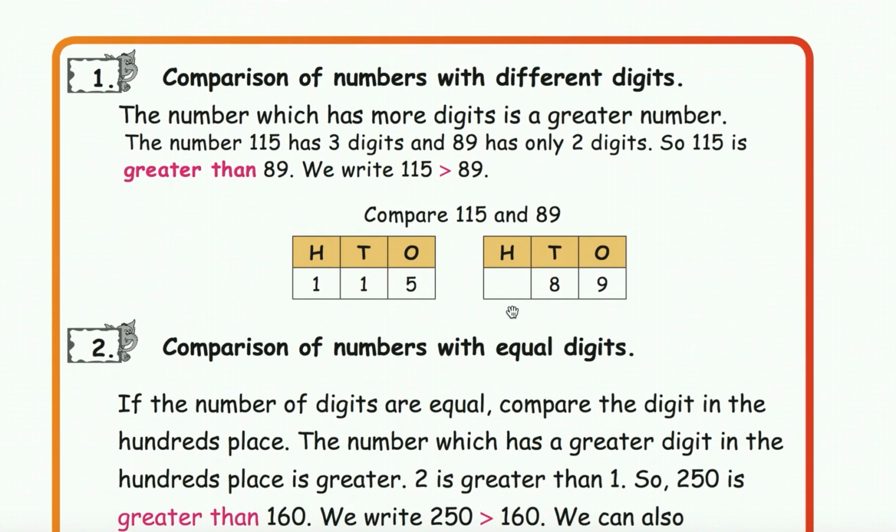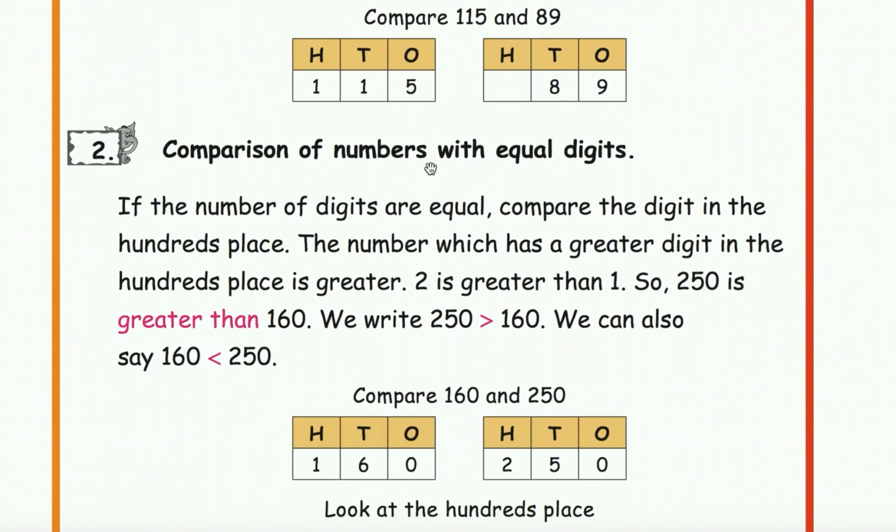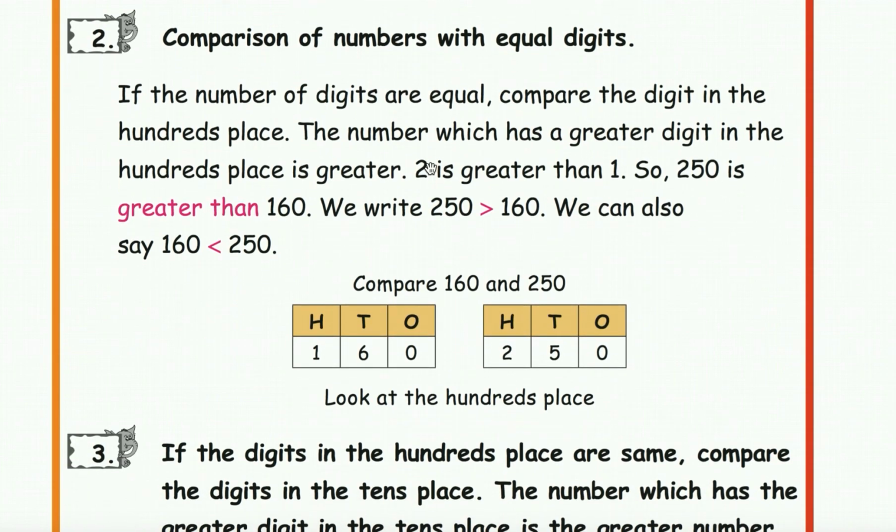Comparison of numbers with different digits. Compare 115, 18, 89. Which one is more? 115 is more, which has 3 digits. Okay. Comparison of numbers with equal digits. Compare 160 and 250. See, hundreds place 2 is there. Here hundreds place 1 is there. So 250 is more.